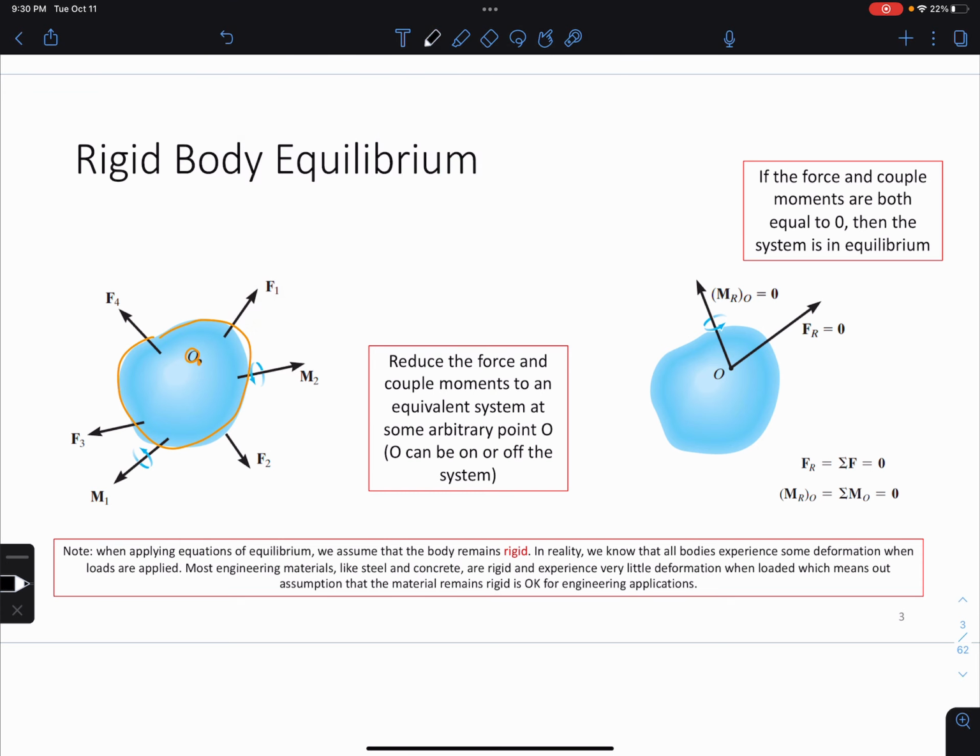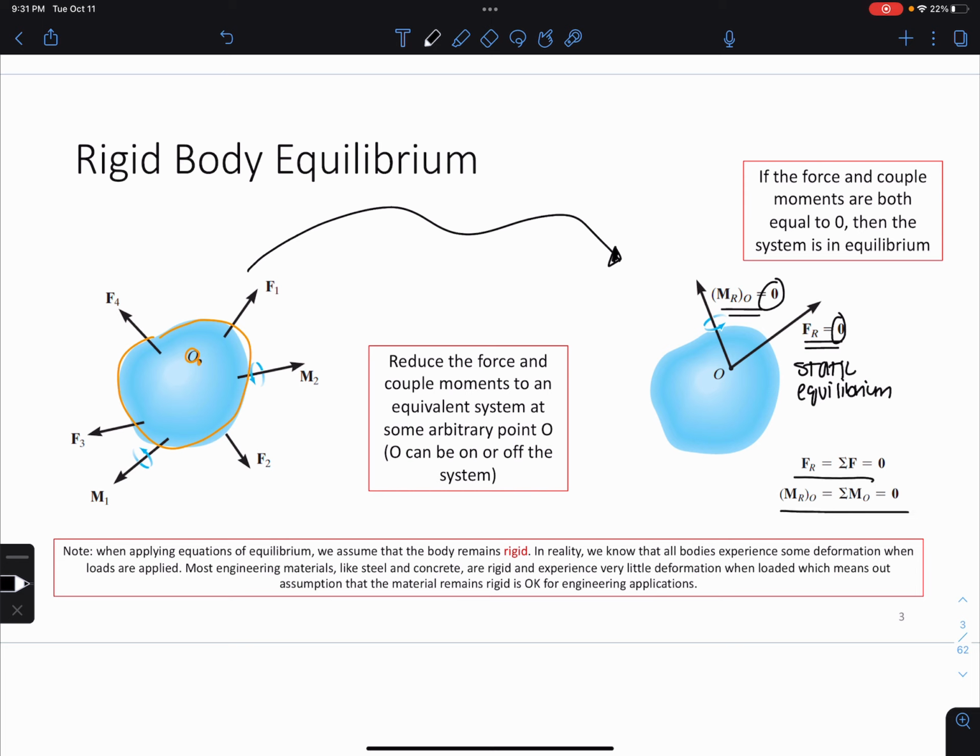So we can take this system here that has 4 forces and 2 moments acting upon it, and we can reduce all of these forces to one resultant force and all of these moments to one resultant moment. And we know that the summation of all of these has to be equal to 0 because the system is in static equilibrium. Okay, and that's the equilibrium equations that we get.